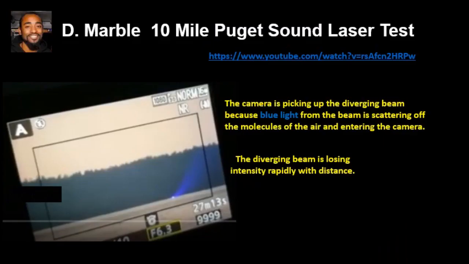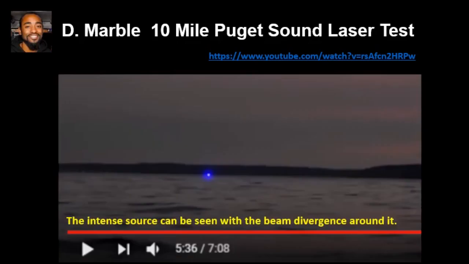D. Marble's 10-mile Puget Sound laser test, the link will be in the description. The camera is picking up the diverging beam because blue light from the beam is scattering off the molecules of the air and entering the camera. The diverging beam is losing intensity rapidly with distance. The intense source can be seen with the beam divergence around it.